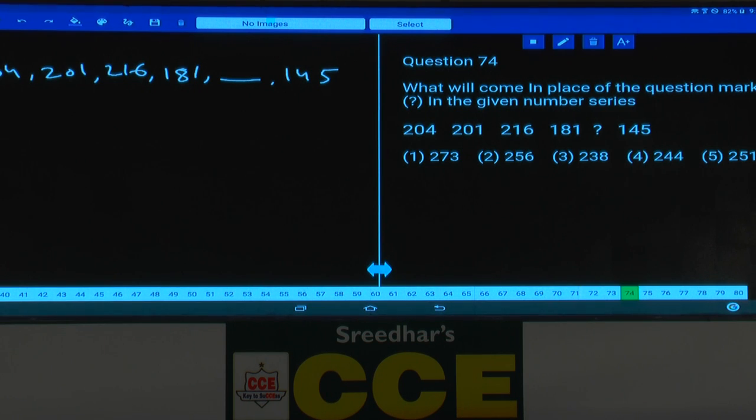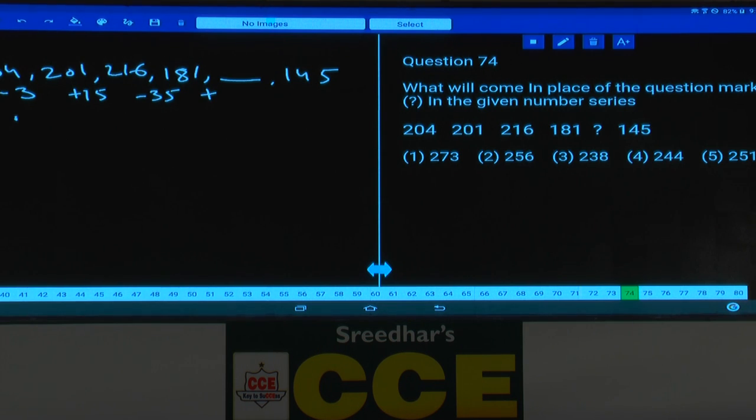Now 204 and 201, minus 3, and 201 and 216, here the difference is plus 15, minus 3 plus 15. And 216 and 181. What is the difference here? Now 19 plus 16 is how much? 35. Now this 35 can be written as minus 35, isn't it? And what should be the next number? Next number should be added. Then tell me how much should be added.